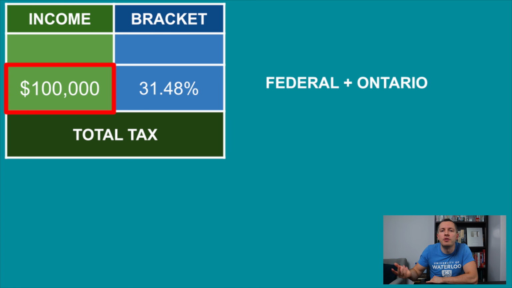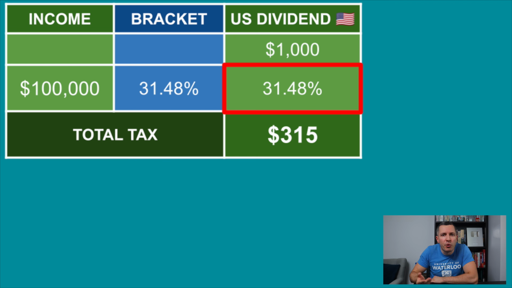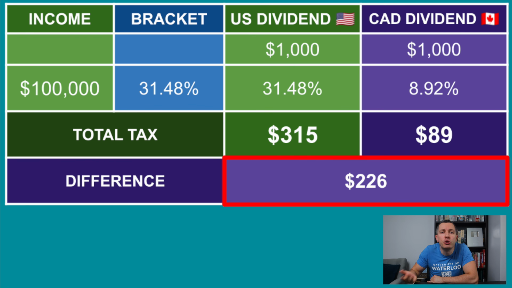Let's say you earn $100,000 in Ontario. That puts you in the second tax bracket with a marginal tax rate of 31.48%. If you earn $1,000 in US dividends, you're fully taxed. You pay 31.48% of that. If you earned $1,000 in Canadian dividends, you benefit from the dividend tax credit, and you're taxed far less, only 8.92%. That's a huge difference.